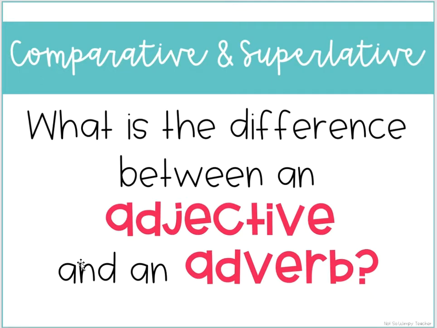To start off, we need to remember the difference between an adjective and an adverb. Those were from the beginning of the year that we reviewed these. An adjective describes a noun, and an adverb describes a verb. Obviously, adverb is easier to remember because it has the word verb in it. And then maybe you can just remember that if adverb is verb, then adjective is noun.